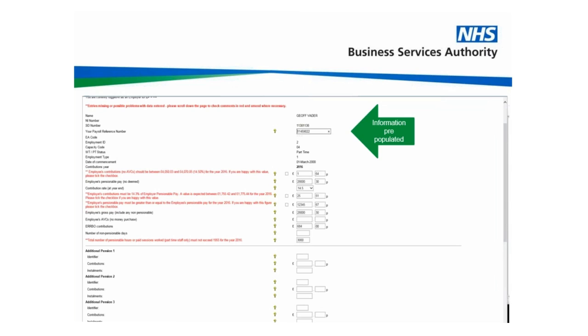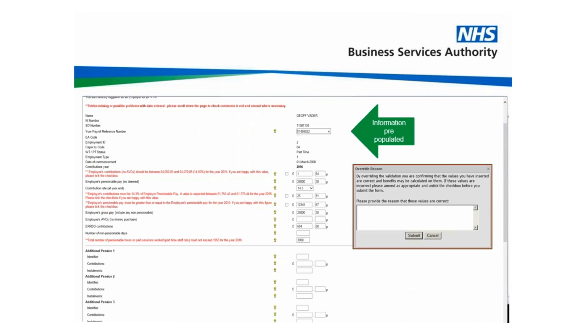This is a view of the SD55 once it's been submitted and if there are validation messages. The validation messages, as I mentioned, are created if you're trying to submit data that does not appear to be correct or within the expected parameters. It is possible to override and submit the details you have entered if they are correct. To do this, select the small square to the left of the field. You will then be presented with this override reason box that you must complete in order to submit the figures you have entered.